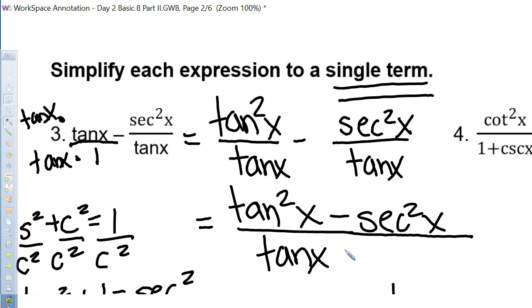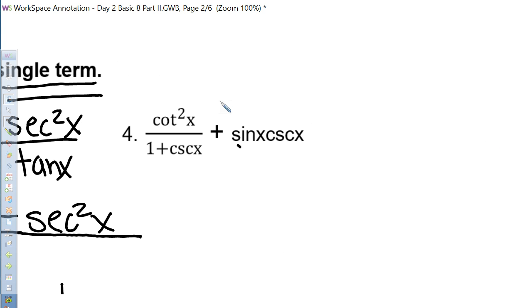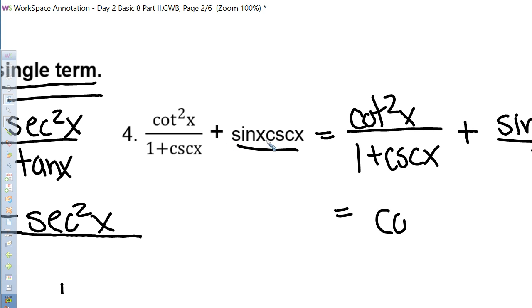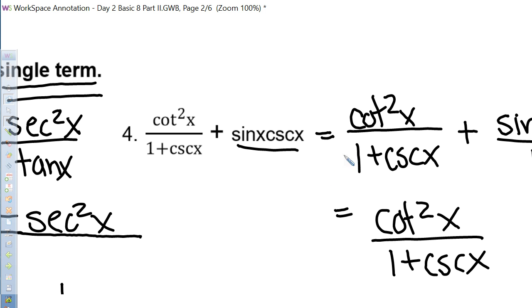Next one, number 4. Number 4, I would probably go ahead and multiply sine of x times cosecant of x. So instead of cosecant of x, what can I change that to? 1 over sine of x. If I make this sine of x over 1, what happens? It just goes to 1. So sine of x in the numerator cancels with sine of x in the denominator.